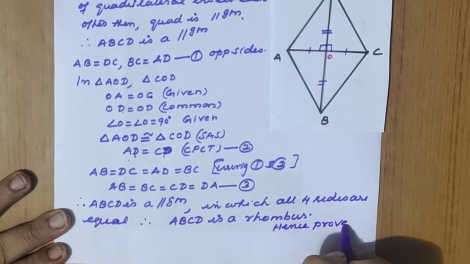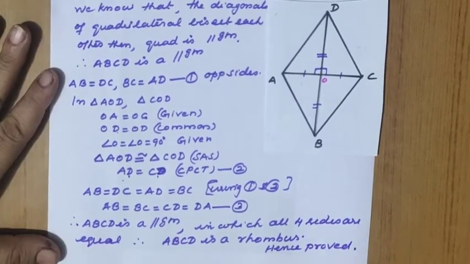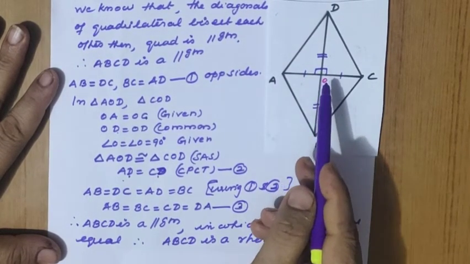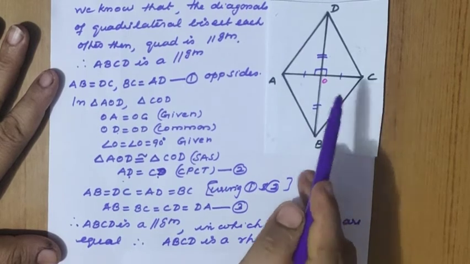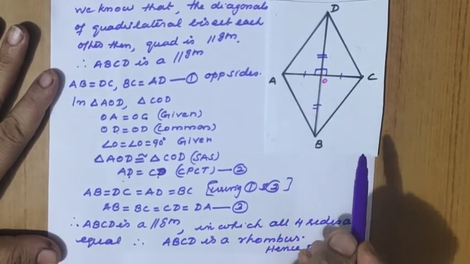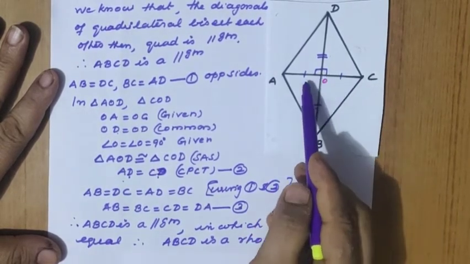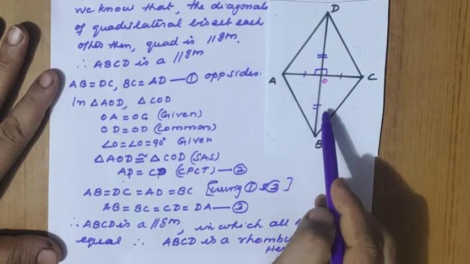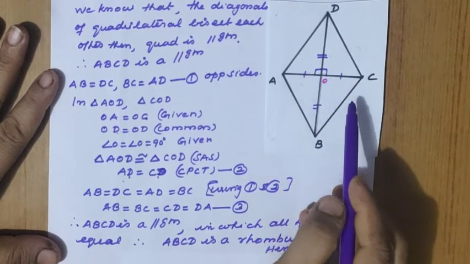So I'll repeat the question once again. It is given that diagonals of the quadrilateral bisect each other at right angles. Therefore, it is a rhombus. So diagonals bisect each other means we already marked in the figure OA equal to OC and OD equal to OB and angle O equal to 90 degree.